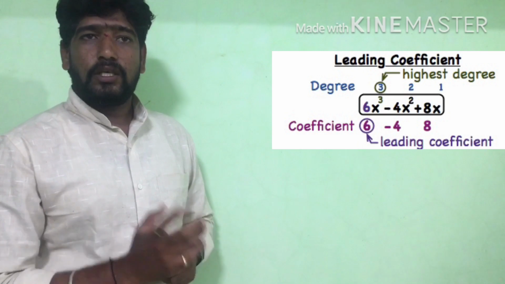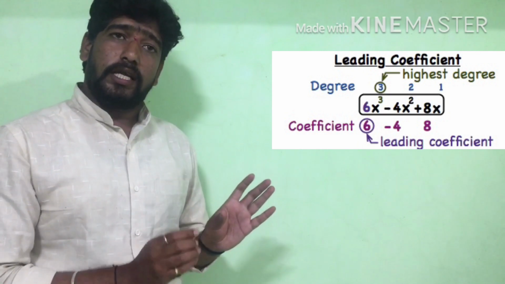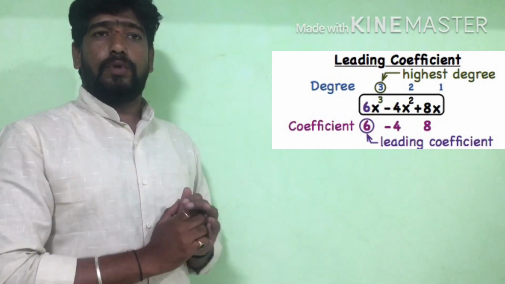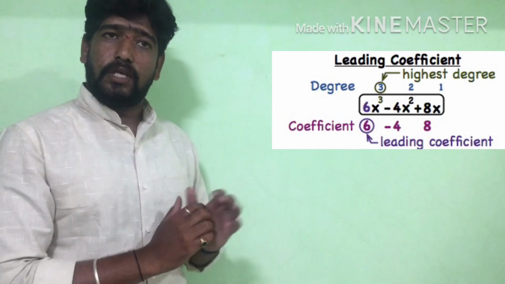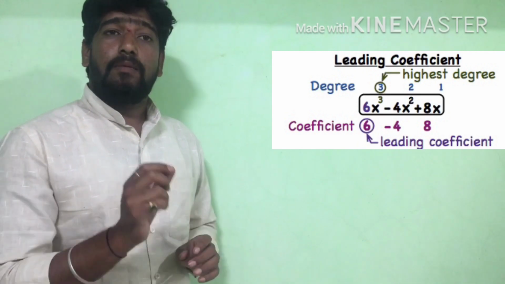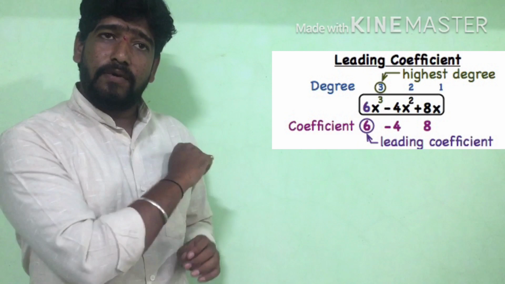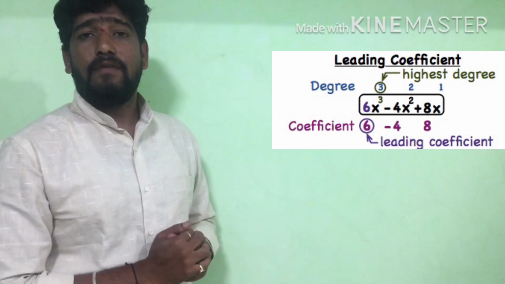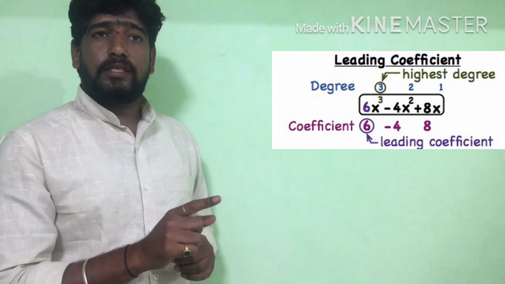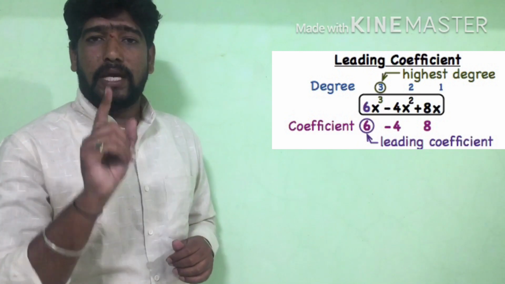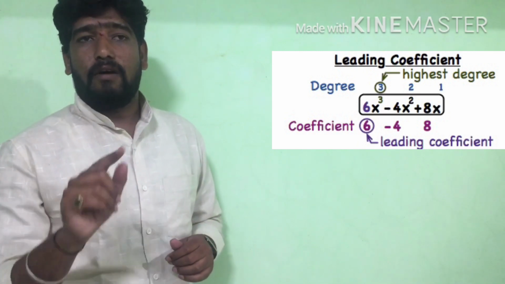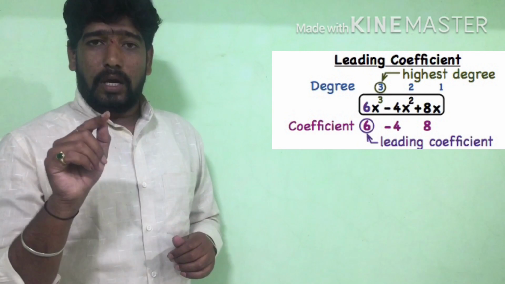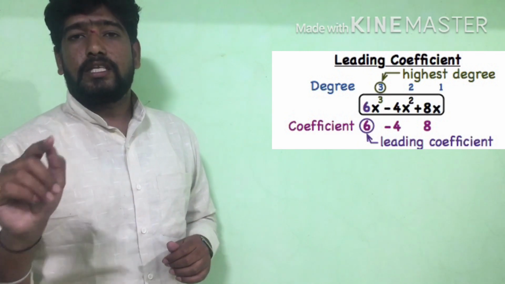Is it clear? Next, 6 is called the coefficient of x cube. And minus 4 is the coefficient of x square. And minus 8 is the coefficient of x. These, 6, minus 4 and minus 8, are the coefficients of x cube, x square and x respectively.